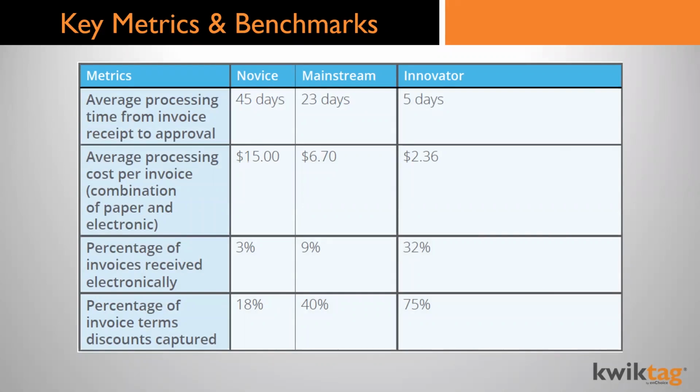And here are some numbers to back that up from industry research. Industry research suggests that you can go from 45 days on average to 5 days for your invoice processing time. From the minute an invoice arrives in your organization today, the average time it takes is 45 days for it to get from receipt to approval. You add some level of automation, maybe you start using some email in your workflow kind of thing, you can take that down to about 23 days.